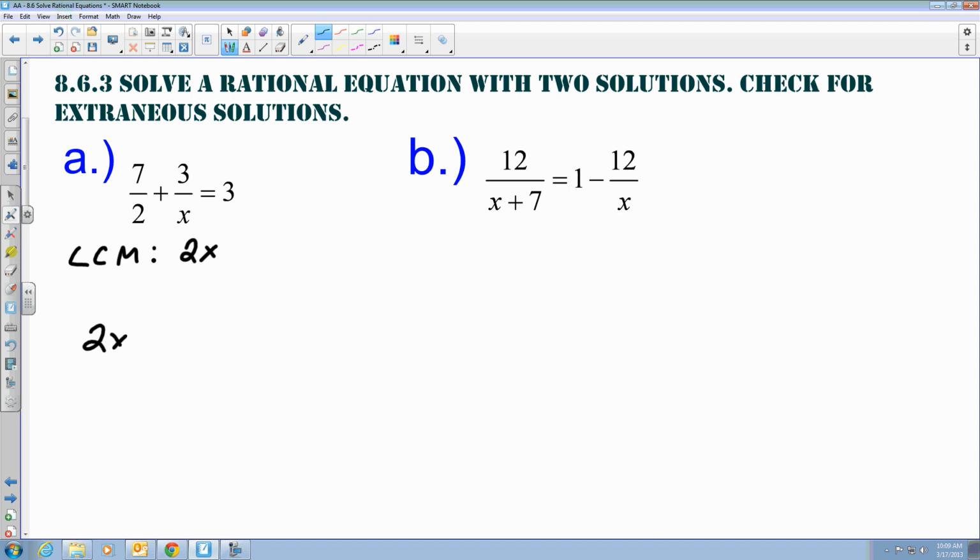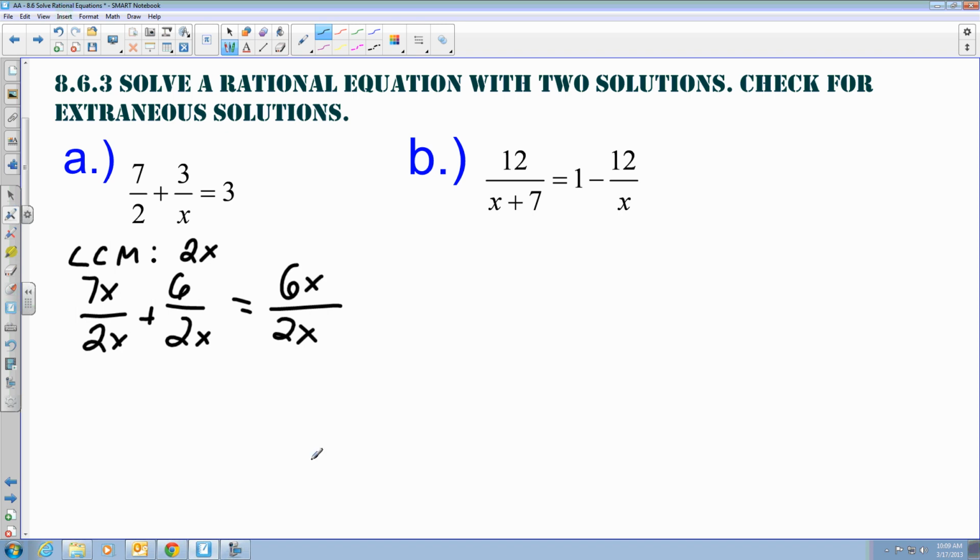So I'm going to go 2x over 2x plus 2x over 2x equals 2x. So I need to add an x to this numerator. I need to multiply 2 to this one, so that leaves me with 6. And I need to multiply 2x to this numerator, so that gives me 6x.